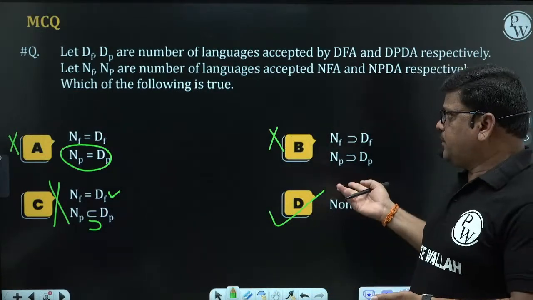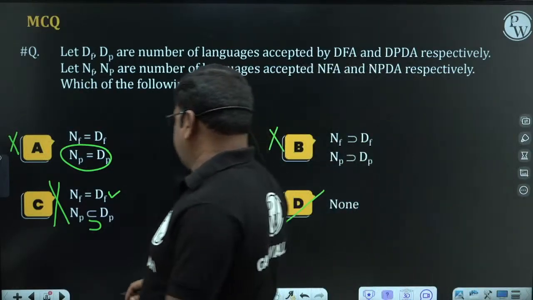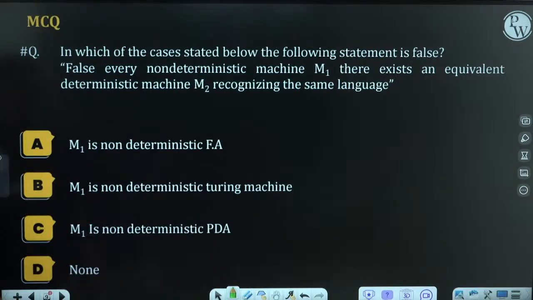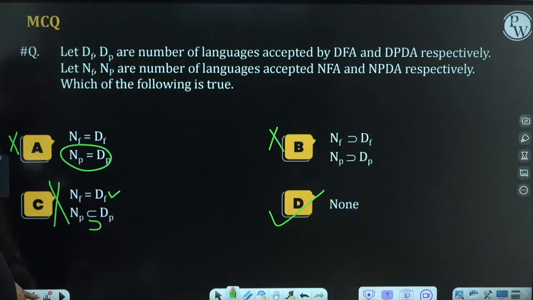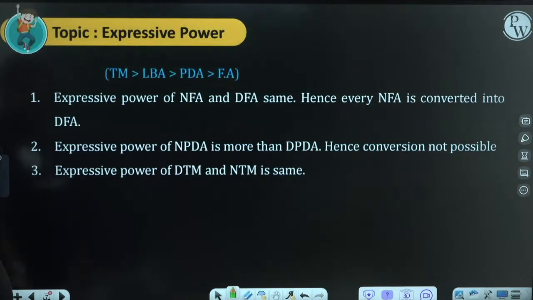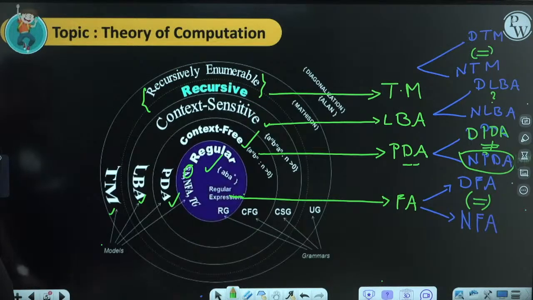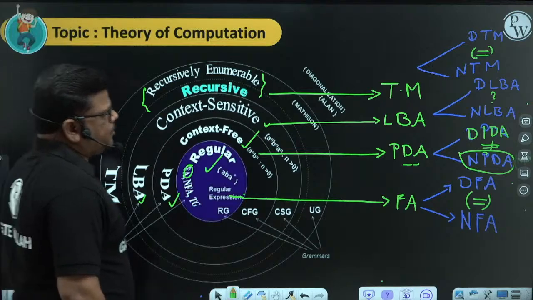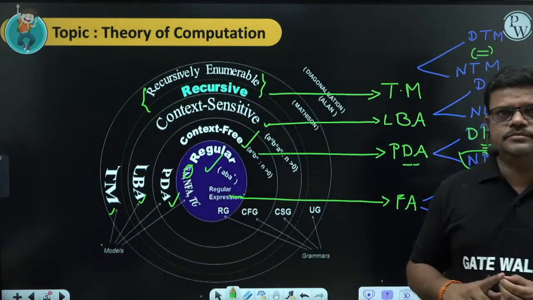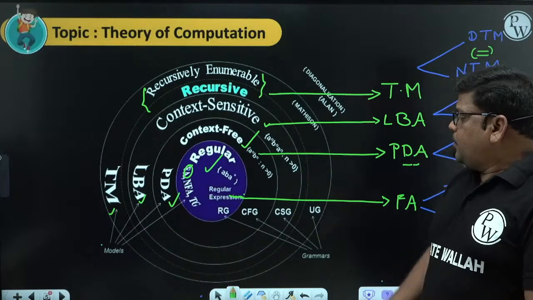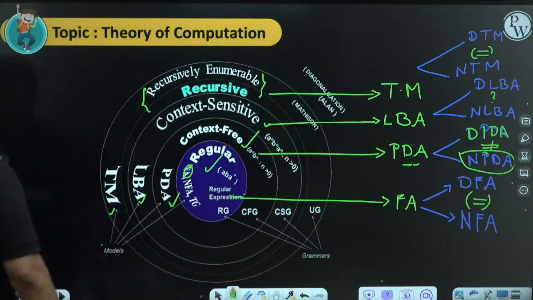So this is the concept, very easy one, and most of the times we get questions from this. So this is about this topic, overview of languages and automata, relationship between languages and relationship between automata. Right. Okay. Then we will move into our DFA concept.